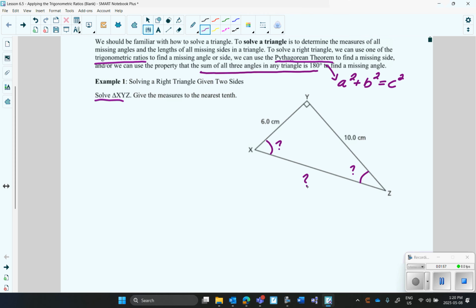And remember, you can use any of these tools you want. You don't necessarily have to use trig, although sometimes you may have to. You don't necessarily have to use Pythagoras, but sometimes it might be easier. Anybody want to take a shot at what they would solve first, and how they would do it? It doesn't matter what we solve first.